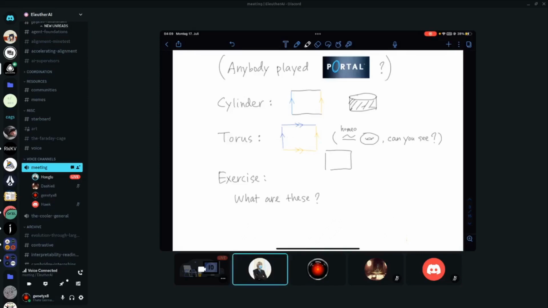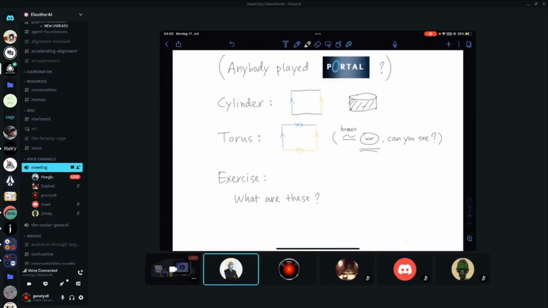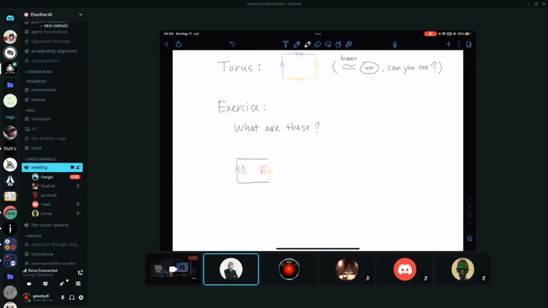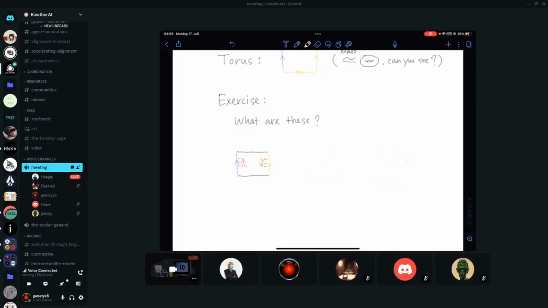But anyway, the whole point is that these two are glued together. These two are glued together, and you can try to imagine in your head how this is homeomorphic to a torus. You can ask yourself whether you can see it, and just playing with this mind game is actually really fun. Okay, so here are some questions for you guys. What about this guy? Can anybody answer this question?